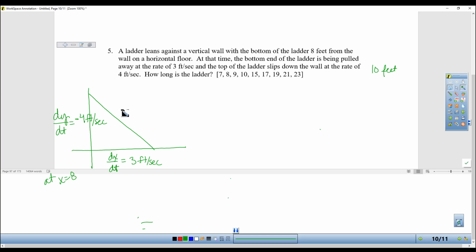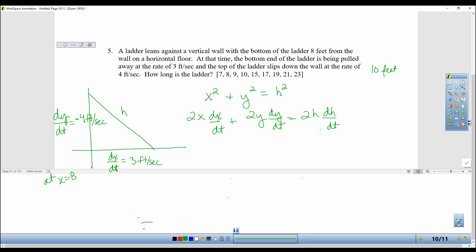How long is the ladder? H for hypotenuse. L is a little tricky. So I'm going to set up my Pythagorean theorem again. x squared plus y squared is equal to h squared. I'm going to use implicit again. 2x dx/dt plus 2y dy/dt is equal to 2h dh/dt.